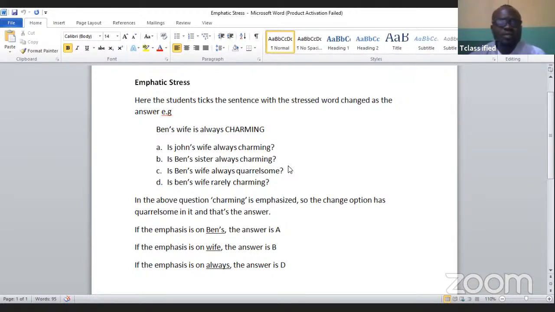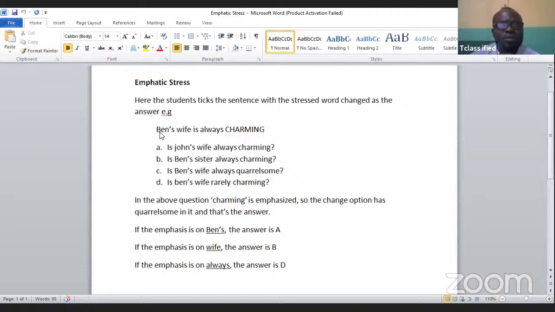We're going to look at examples from past questions so that we can drive this point home. Read the question and identify the stress word. The stress word is normally the word in capital letters or the word that is bold. If it is not in capital letters, it should be bold. You check through your options, A, B, C, and D. Where is charming changed? That makes option C the right answer.